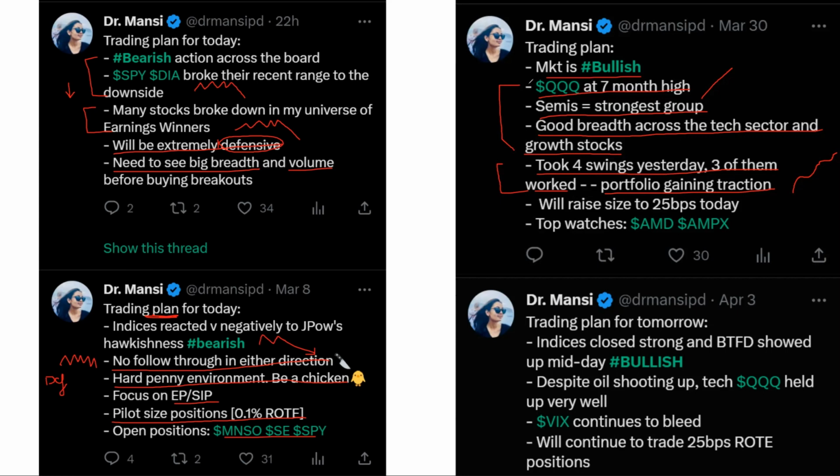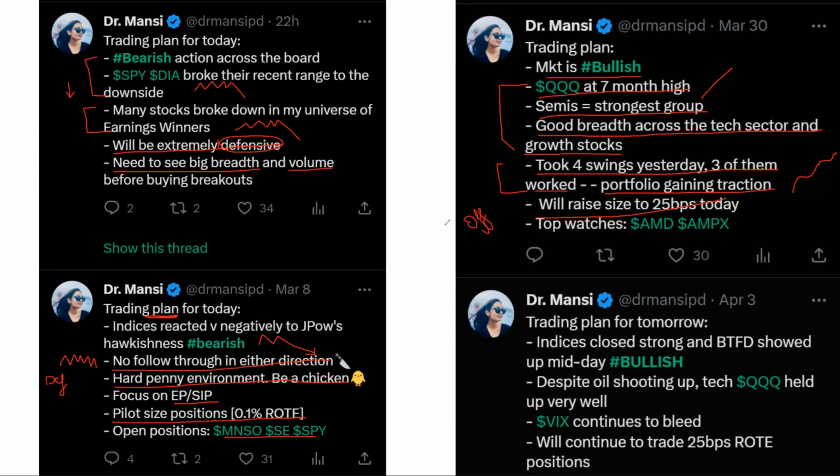Once I did this analysis, I then think, okay, what's my plan for today? So my plan is to be offensive, to play aggressively. So I raised my position size to 25 bips today. If you remember, when I was playing ultra defensive, I was playing at 0.1% risk, that's 10 bips. And I raised my size here to 25. And I note my top watches for the day.